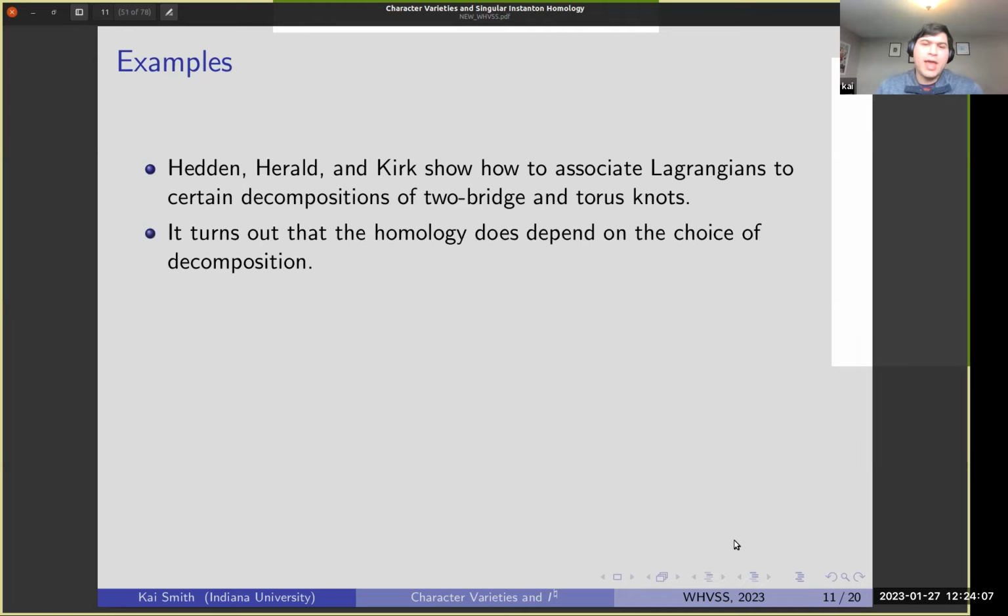However, it turns out that depending on how you decompose your knot, the resulting Lagrangian Floer homology could change. So it does depend on the decomposition. So the Lagrangian Floer homology itself isn't going to give you an invariant of your knot. And later on, we'll see how you might be able to modify this to get an invariant.